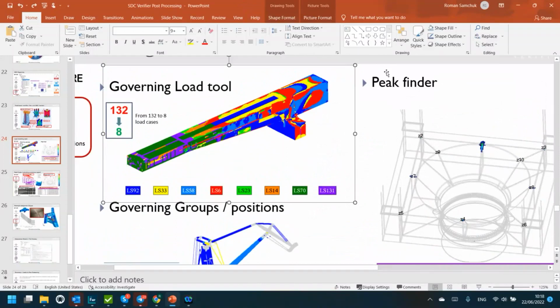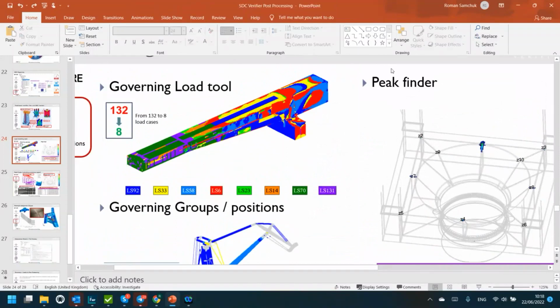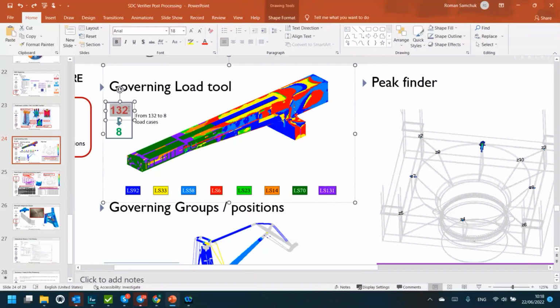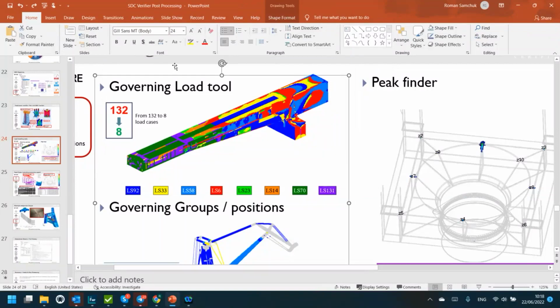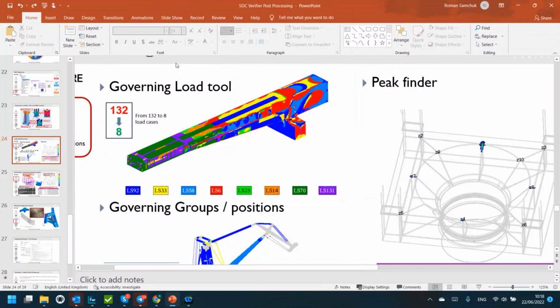We can see basically the distribution of the different load combinations over the certain criteria. In our case, this is a stress level. Yeah, so the idea was that initially we had 132 different load combinations, but when we analyzed all of them, it turned out that 8 load combinations cause the highest stress level, and the rest, 124 load combinations, are basically leading to a lower stress level.